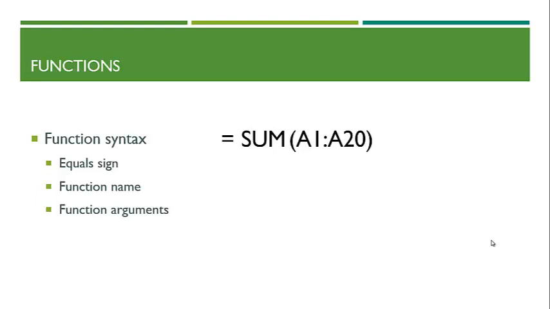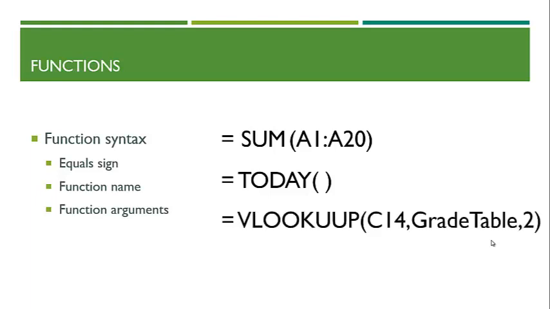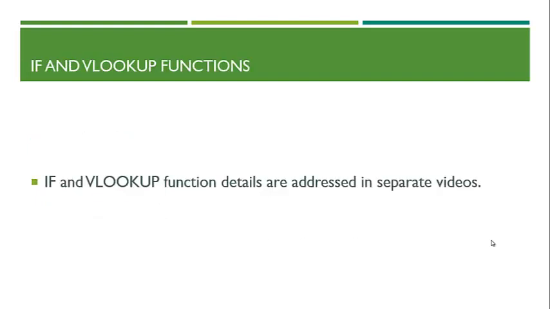In the example of the sum function, there's just one argument, a range of cells to be summed. In the example of the today function, there are no arguments, but we must still follow proper function syntax and include the parentheses. In the case of the VLOOKUP function, you can see that the arguments are separated by commas. IF and VLOOKUP function details are addressed in separate videos.